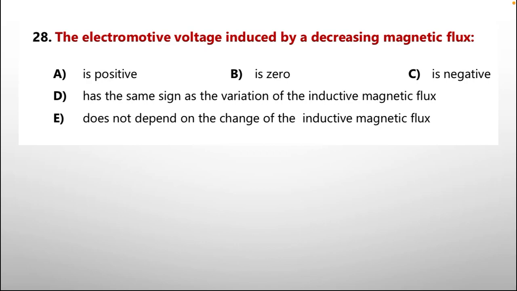Question number 28. The electromotive voltage induced by a decreasing magnetic flux. Options are given: A, is positive; B, is 0; C, is negative; D, has the same size as the variation of the inductive magnetic flux; E, does not depend on the change of the inductive magnetic flux.